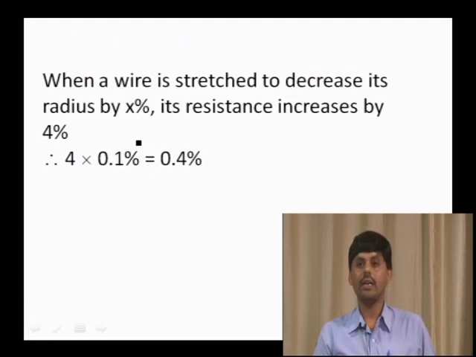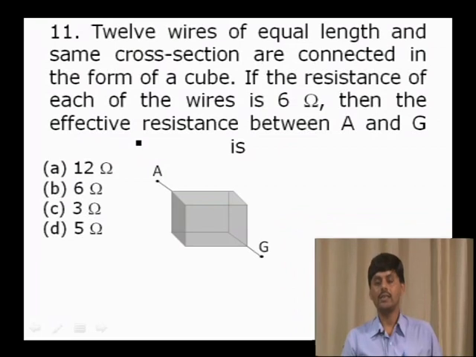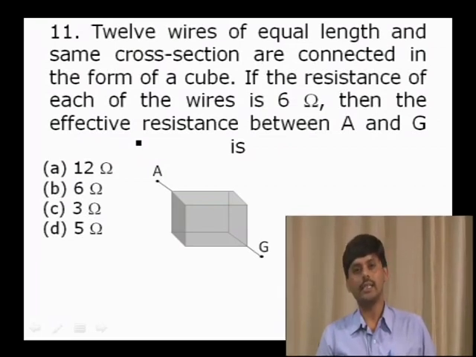So, when a wire is stretched to decrease its radius by x%, its resistance increases by 4x%. 4 into the original 0.1%. Therefore, 4 into 0.1 is equal to 0.4%. This I have already discussed in the synopsis.